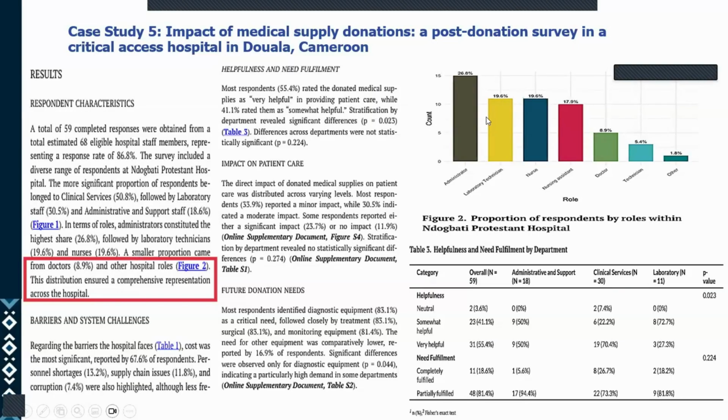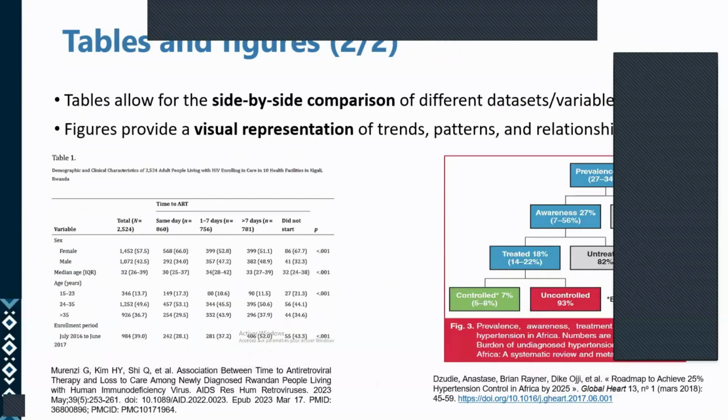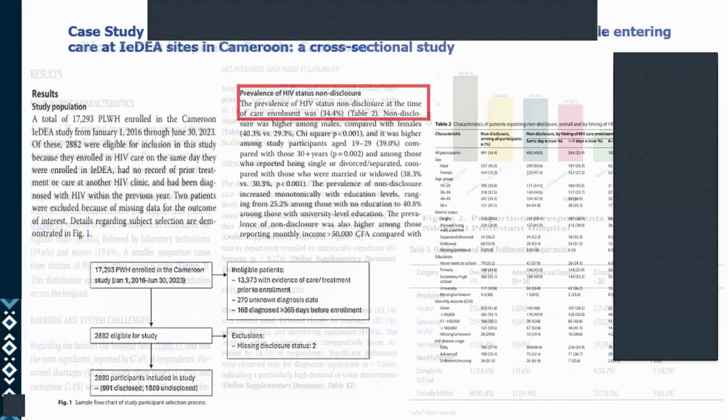So that when you go to figure 2, you directly see the position of the doctor according to the different aspects. And you can see here table 3, where stratification by department revealed significant differences of 0.022, table 3 directly. So no need of telling us that 50% compared to 22% compared to 72% by clinical services, administrative, laboratory. No.